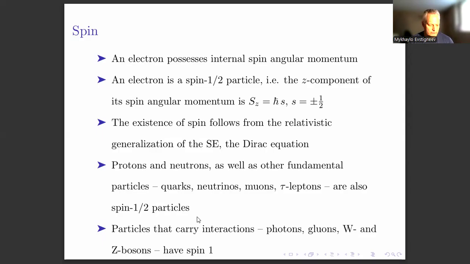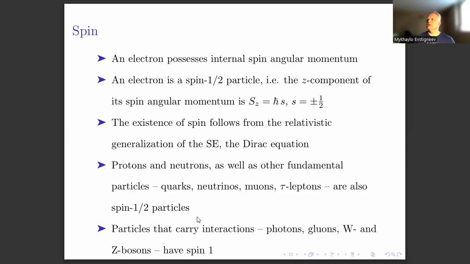And it follows from the Dirac equation and also from experimental observations like the Stern-Gerlach experiment that the spin of an electron can have only two values. The z component, the projection of the spin on a particular axis, the z axis, can have only two values. And those two values are either positive 1/2 or negative 1/2 of the reduced Planck's constant h bar. So electrons are said to be spin 1/2 particles.